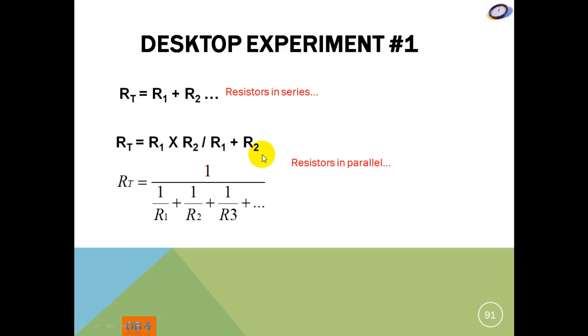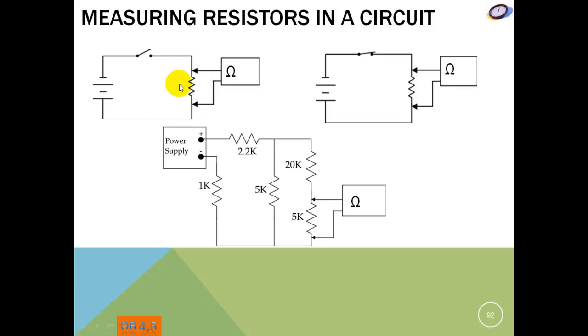We did a desktop experiment that focused on calculating the series and parallel resistance. And again, when you're looking at how to use a multimeter on ohms, you definitely want to make sure in ohms that your circuit is de-energized. So this circuit would be okay. Switch is open. This one is not good. You can damage your multimeter.